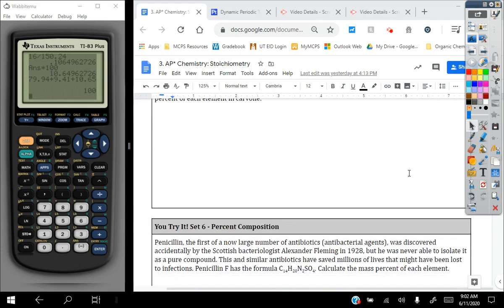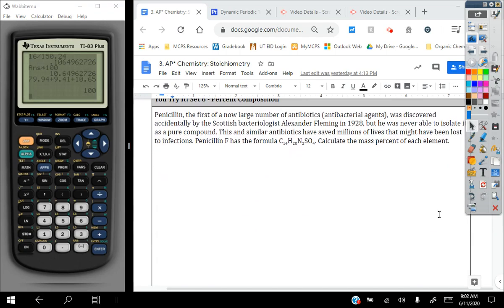Okay, so go ahead and try the percent composition for penicillin. This one I gave you a decent amount of space because you have 1, 2, 3, 4, 5 elements that you have to do that calculation for.